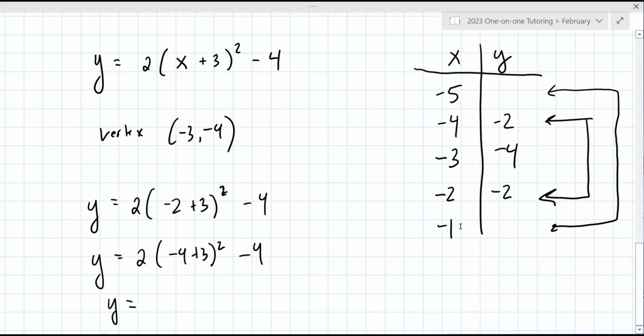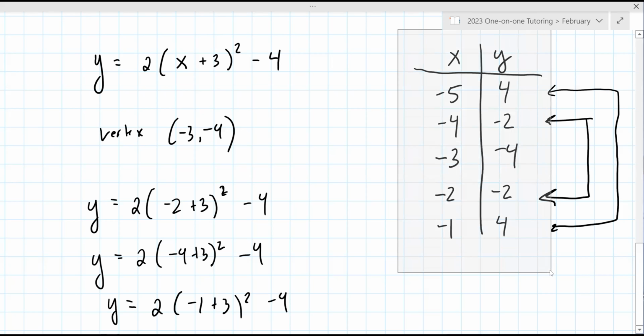I would try the ones that are easier, if there is such a thing. So 2 times -1 plus 3 squared minus... So 4. Then 2 squared is 4, times 2 is 8, minus 4 is 4. That's right. All right. So now you're ready to graph.